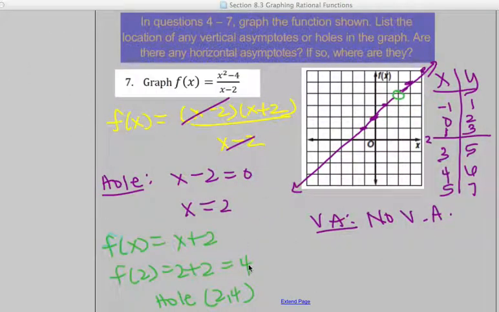So there is how to graph rational functions. Always make sure you find your hole and your vertical asymptote first. Also, your calculator is a great tool for you to be able to use.